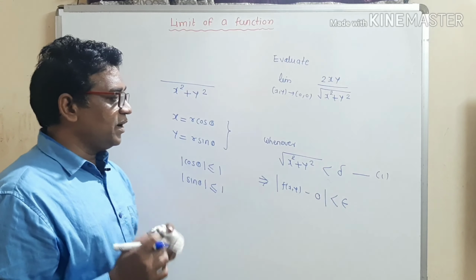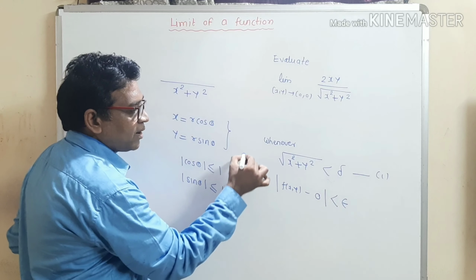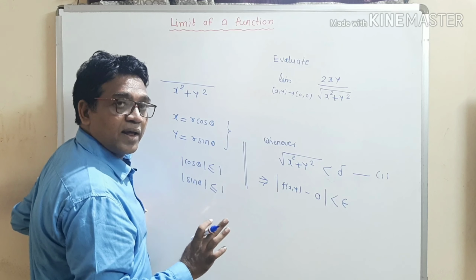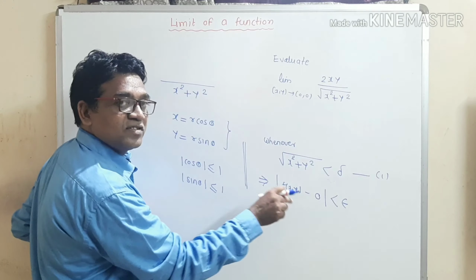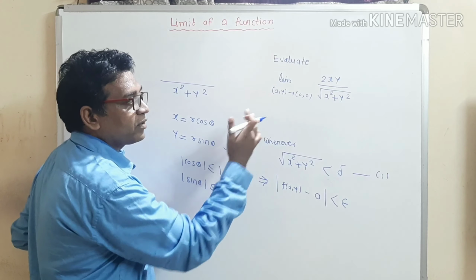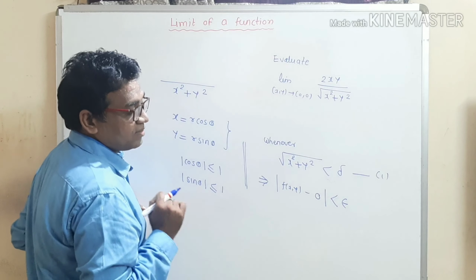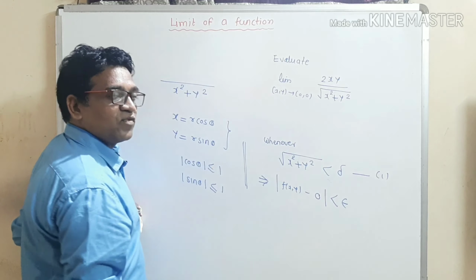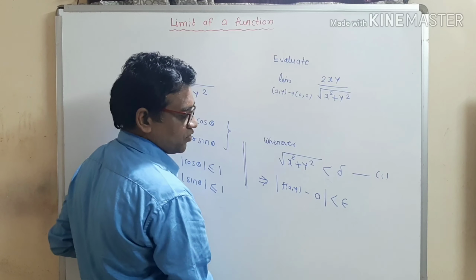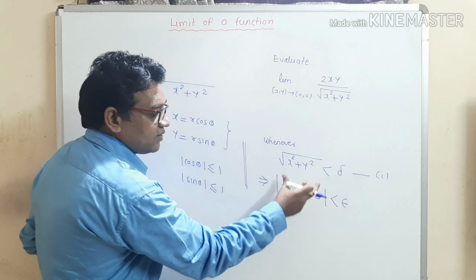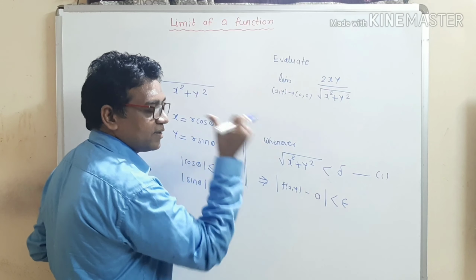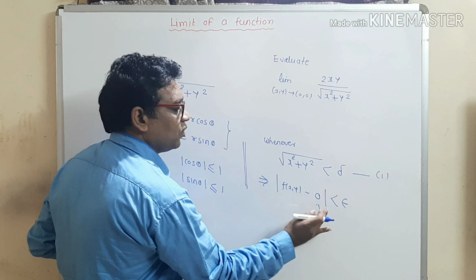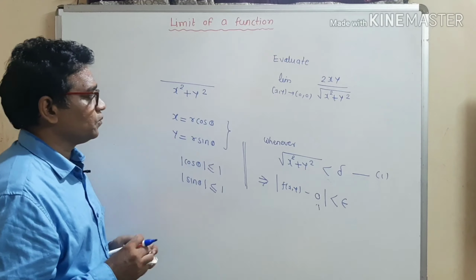How to show the 0 limit? For that we require the analytical method. This method is called the analytical method for finding the limit 0. This is the particular limit for showing the limit 0. And what is that method? Whenever under root x square plus y square is less than delta, take this equation and prove that the modulus is less than epsilon. Then according to the definition, we can say that 0 is the limit of the function.